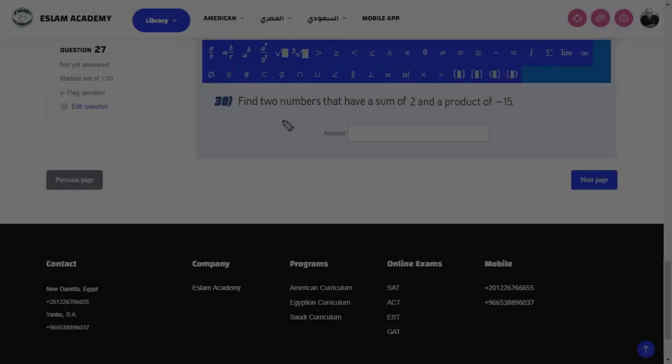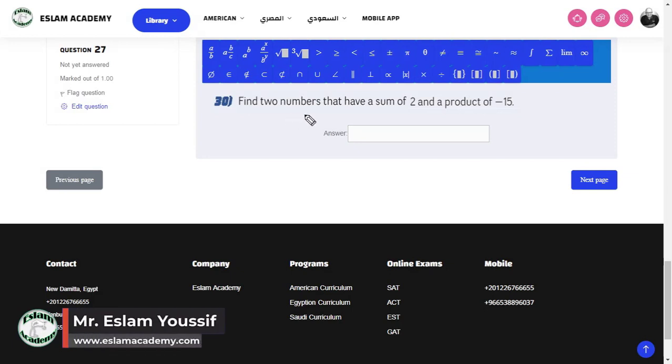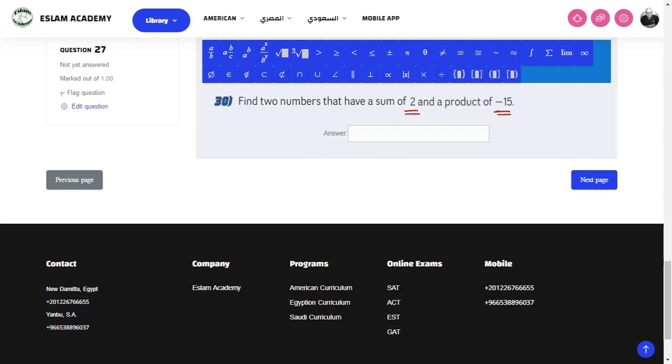In this problem, we need to find two numbers that have the sum of 2 and the product of negative 50. To solve a problem that has the sum and the product of any two numbers, just use the equation x^2 minus the sum multiplied by x plus the product equals 0. Now x^2 minus the sum, which is 2, so it will be 2x, plus the product, which is negative 50. Instead of plus, it will be minus 50 equals 0.